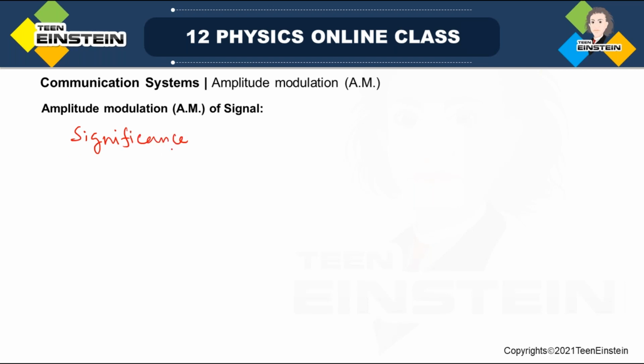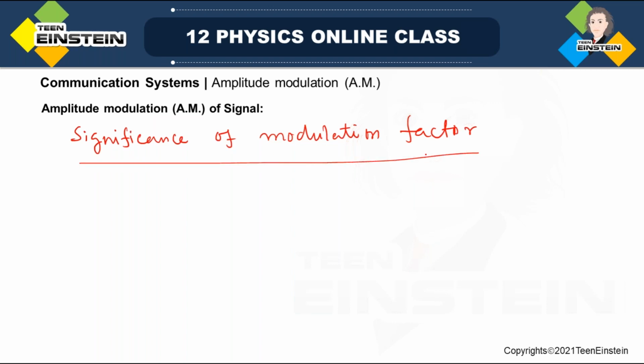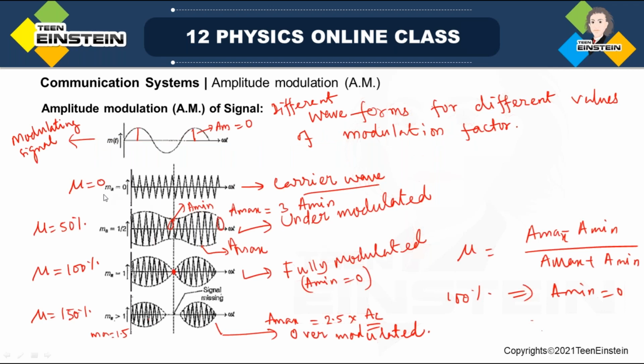Discussing this within 2 minutes, we'll conclude the class. So significance of modulation factor. See, we have seen these waveforms, various waveforms. When the mu or modulation factor is very very small, the amount of variation of carrier amplitude is small. There will be almost no variation. So 50% variation is a little bit.